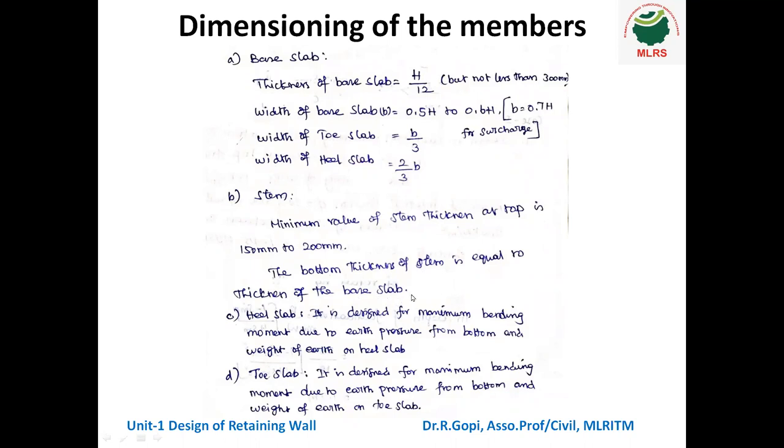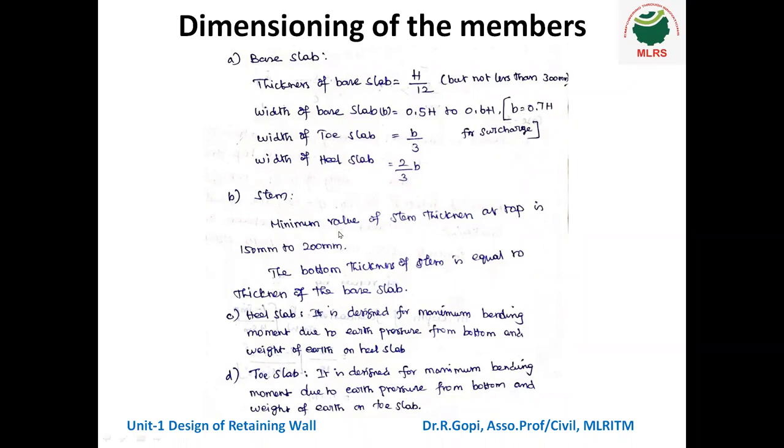So students, here there are two dimensions. So stem thickness is not uniform. Why it is not uniform? Since it is a cantilever member, the bending moment at the top, at the free end, is zero. But the bending moment at the bottom is huge. That means maximum bending moment occurs at the bottom only. So the thickness of the stem at the bottom is more compared to the thickness of the stem at the top. Okay, that is the reason. So we have to keep on widening from top to bottom. We have to widen the stem thickness.